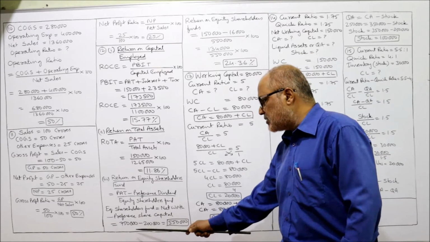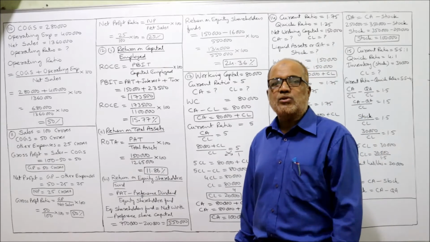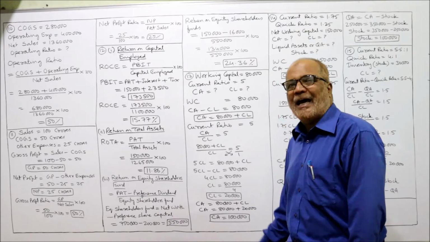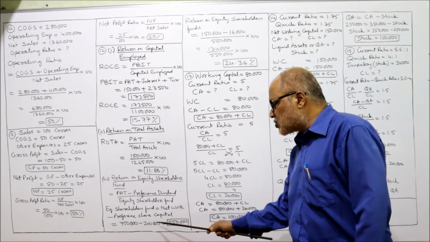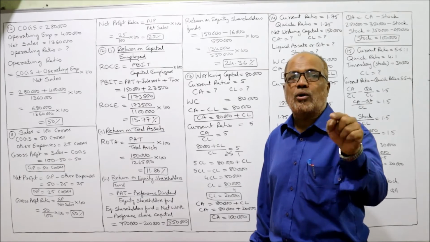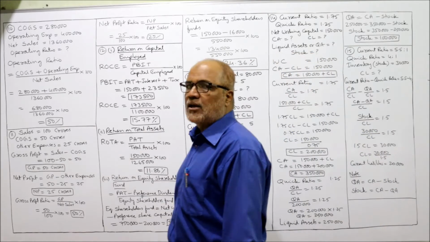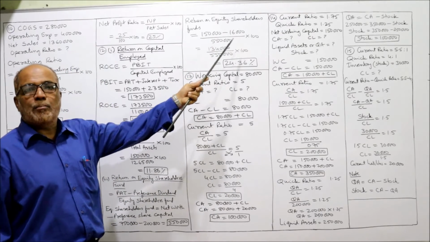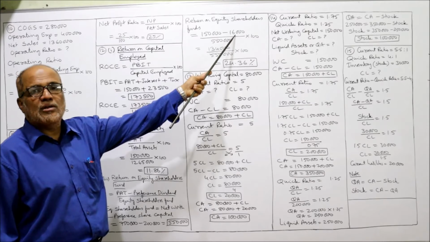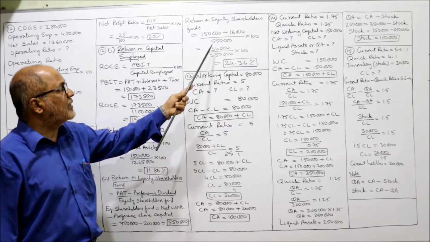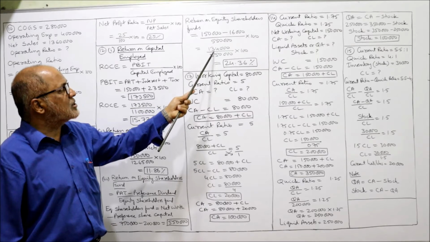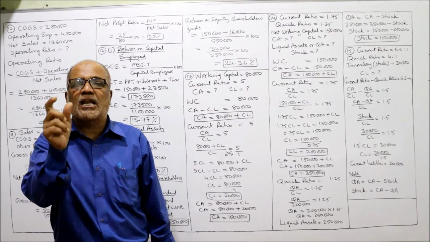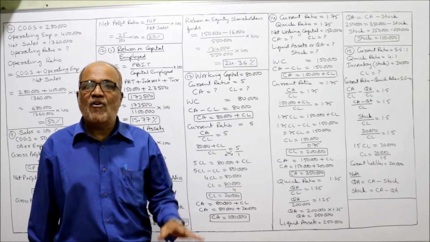So 7,50,000 minus 2 lakh. 7,50,000 is the net worth given in the problem, and preference share capital is given as 2 lakh. So 7,50,000 minus 2 lakh, 5,50,000 is the equity shareholders fund. Now we substitute. Return on equity shareholders fund is equal to PAT 1,50,000 minus preference dividend 16,000, divided by equity shareholders fund 5,50,000. So 1,50,000 minus 16,000, 1,34,000 divided by 5,50,000 into 100. 24.36% is the return on equity shareholders fund.